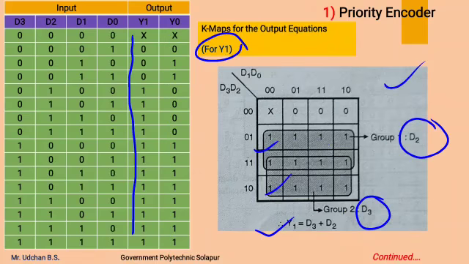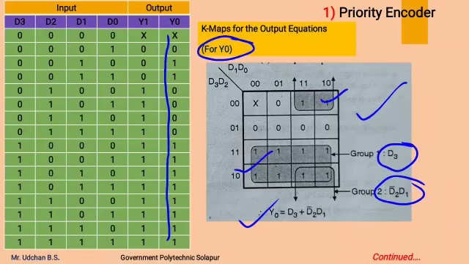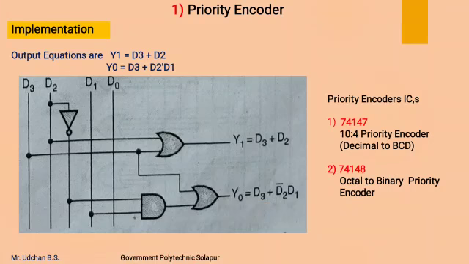Here in both the cases we have not considered the don't care condition to form any octet, quad or pair, as for that the input lines are at 0. Therefore we have not considered the don't care condition in any of the groups. So using the two output expressions, now we can draw or implement the priority encoder.